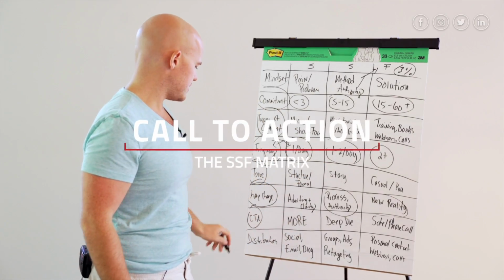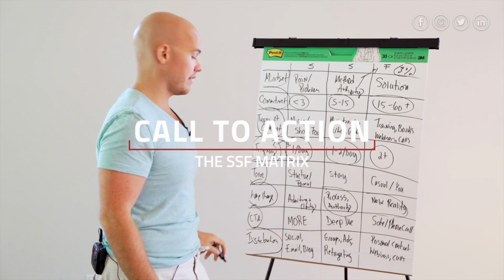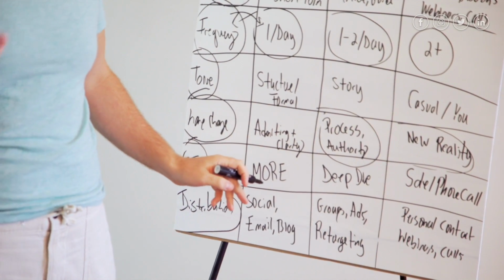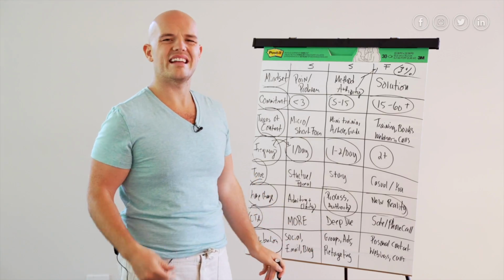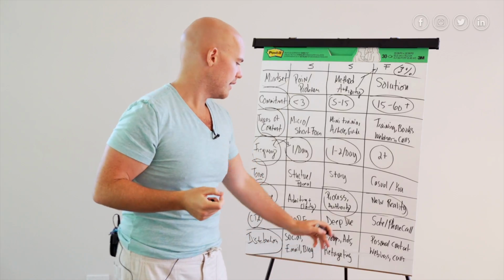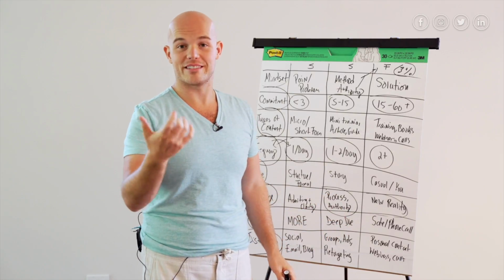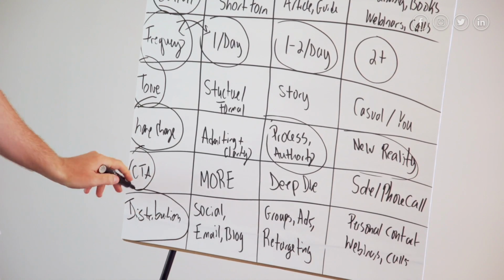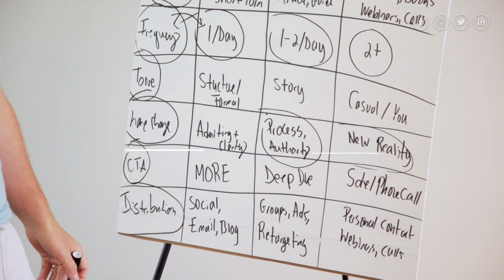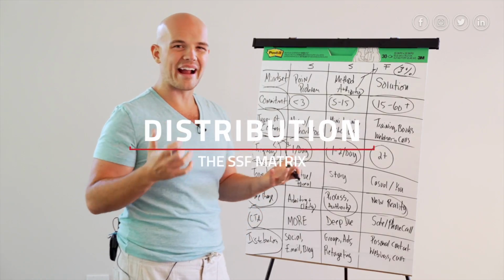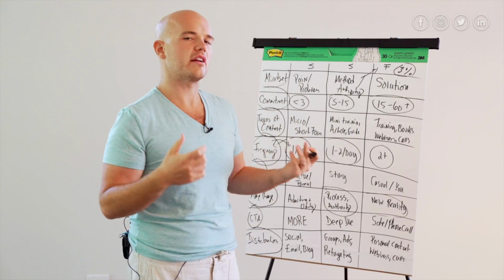This piece here, CTA and distribution, are the last two points. The CTA for the sidewalk is essentially more information. For the slow lane, it's a deep dive into the process and mechanism and a deep dive into who you are. And the fast lane is really the sale or the webinar or the point of entry to your world. And then the last piece, in terms of distribution, in the sidewalk is a lot more social media, a lot more micro content, perhaps your blog or even your email list.